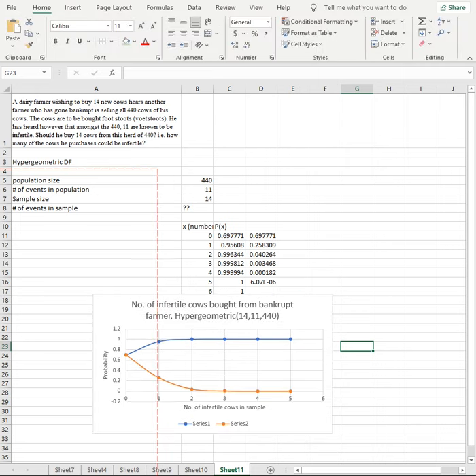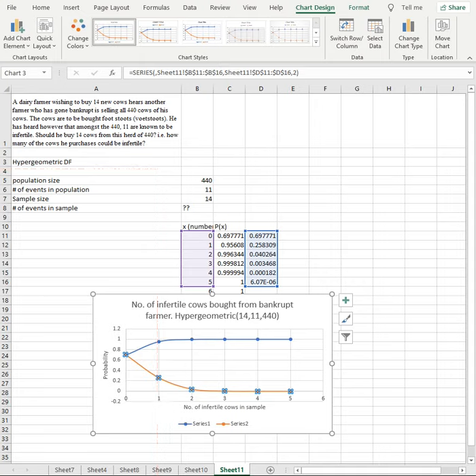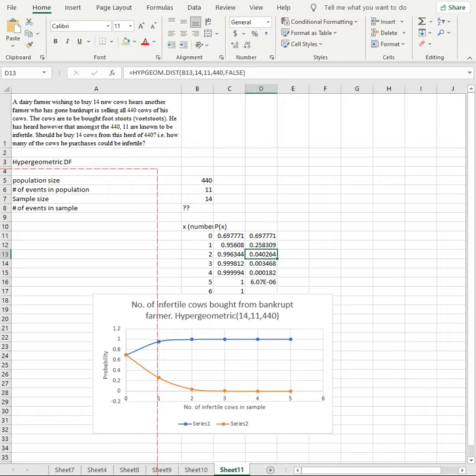So the probability that exactly 2 cows will be infertile is about 5%. But then there is a 99% chance that 2 cows or fewer will be infertile if you buy them from the bankrupt farmer.